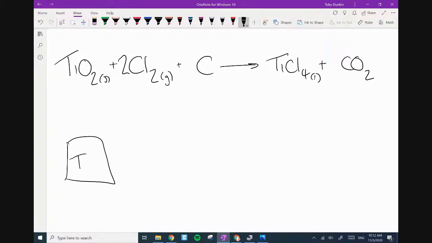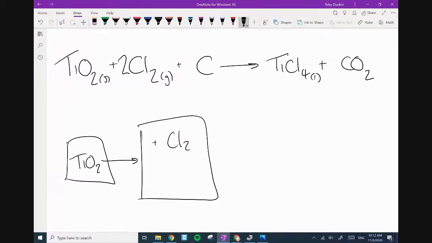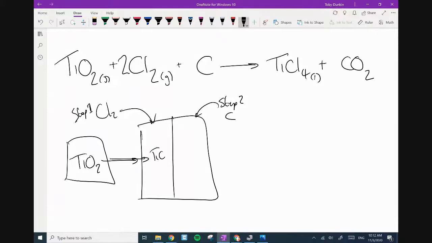In the flow chart, you had TiO2, and then we added that to chlorine gas, Cl2, in chlorination. So first of all, they add the chlorine, step 1. And then they follow it moments later in step 2 with carbon. So they actually do it in 2 stages. This becomes TiCl4, and then the oxygen, which becomes loose, picks up the carbon to form CO2 in the second reaction.